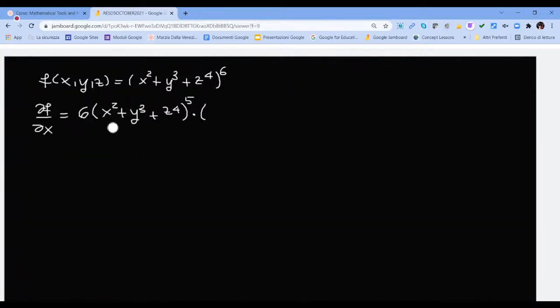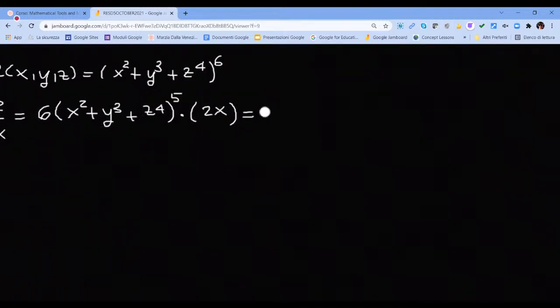What is the derivative of the argument with respect to x? We have to derive only what depends on x. Everything else can be considered a constant, and the derivative of a constant is 0. So that is 12x multiplied by everything inside this parenthesis plus z to the fourth.